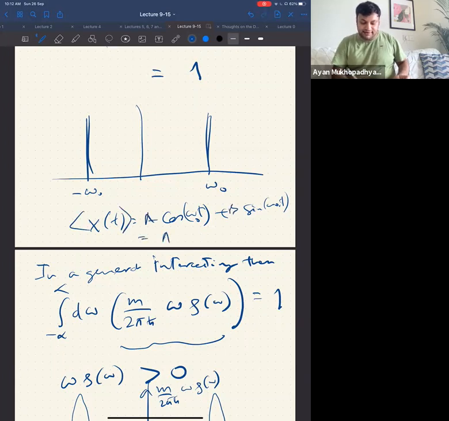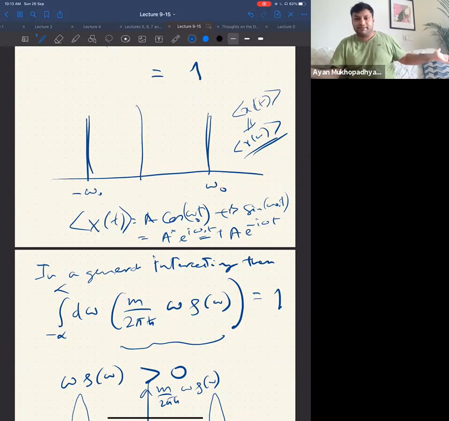You can think of this as some a star e to the power i omega naught t plus a e to the power minus i omega naught t. So there are two frequencies: one is omega naught and the other is minus omega naught. These are the two fundamental frequencies when you go to Fourier space of the harmonic oscillator. Now, if I take x of t in an interacting theory, when I go to frequency space, x of omega, I don't expect it to be supported only at omega naught and minus omega naught.